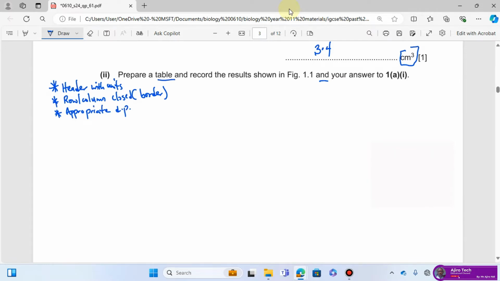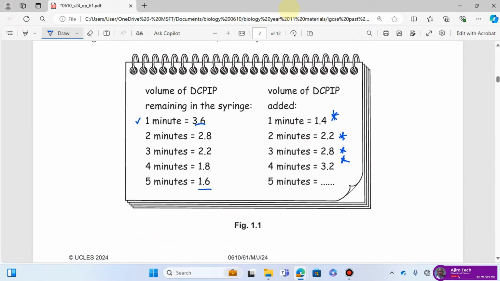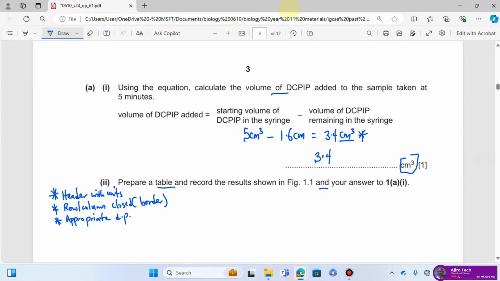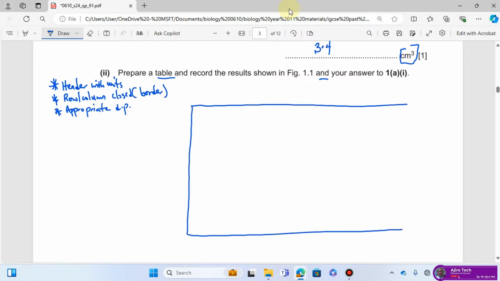All right, let's come back to the table. Now it says volume of DCPIP remaining in the syringe, volume added. So what we need is the volume of DCPIP used, and of course the number of times we did the sample. You have to draw this with a ruler, but because I am using my pen, I don't have one. All borders must be closed.